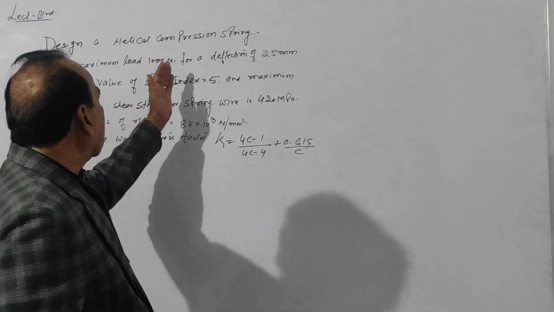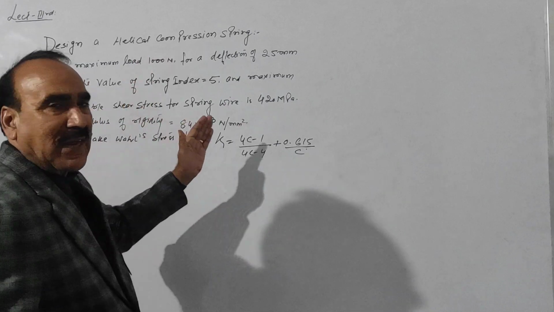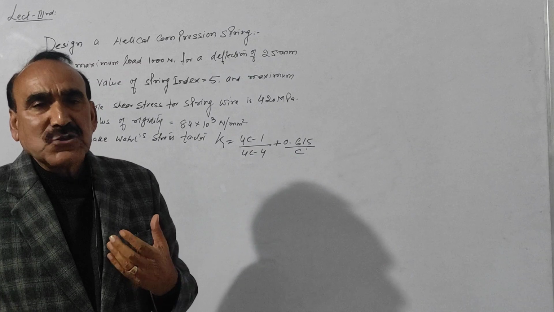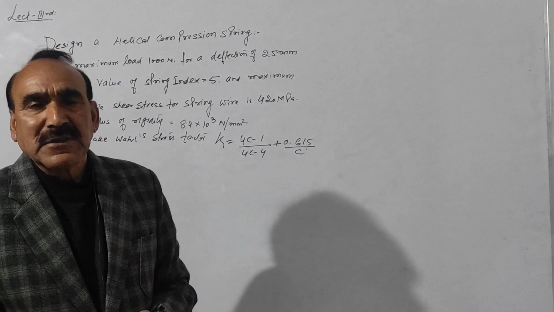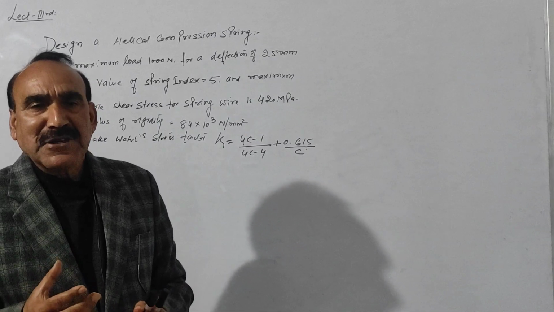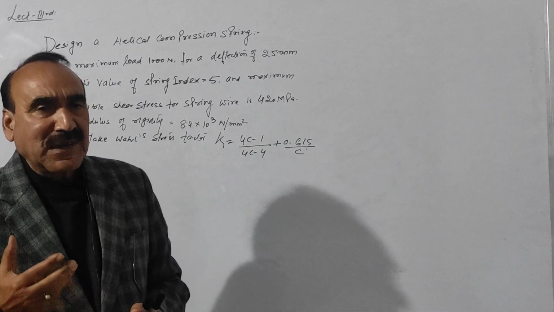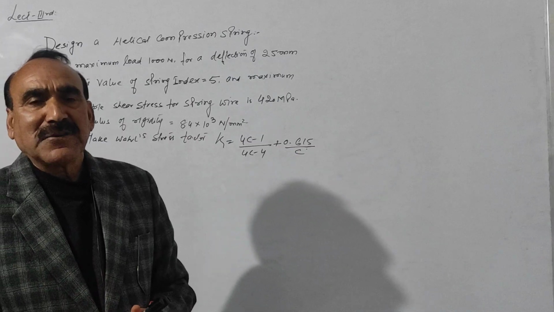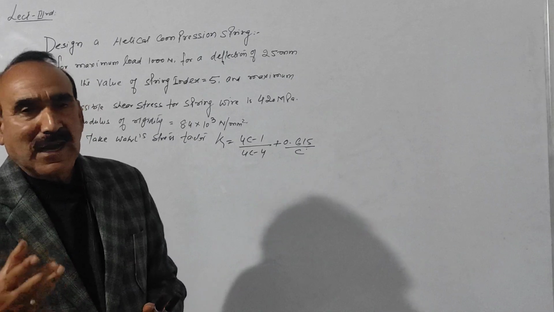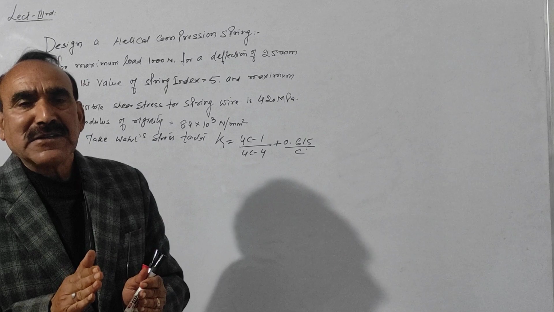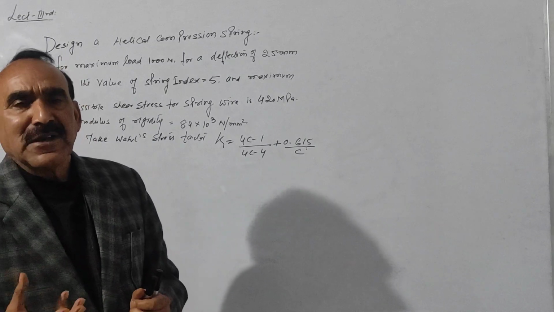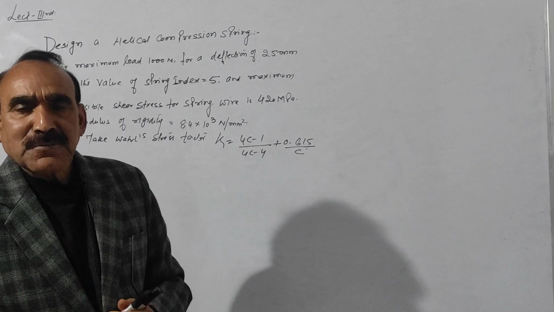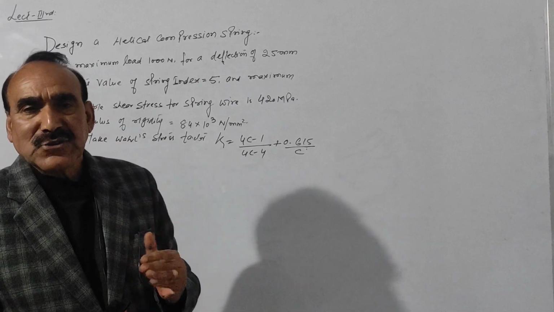So this problem is to design a helical compression spring. Here we have to design the complete parameters of the helical compression spring. If you have to design the spring, there are certain parameters which you have to design first. Your first parameter is the diameter of the spring wire. This is a very important parameter. With the diameter of the spring wire, you can calculate the mean diameter of the spring coil, and from there you can calculate the outside diameter of the spring coil also. So this is the first step.